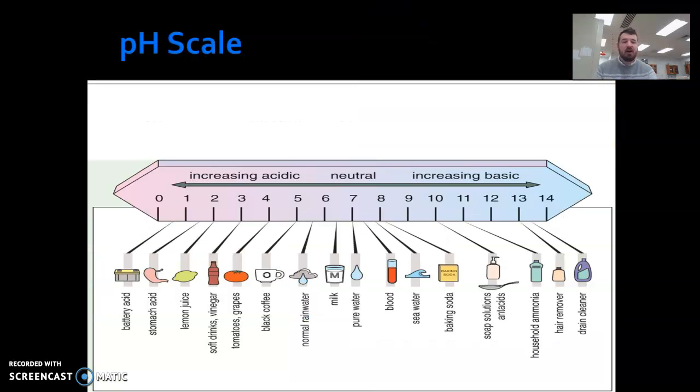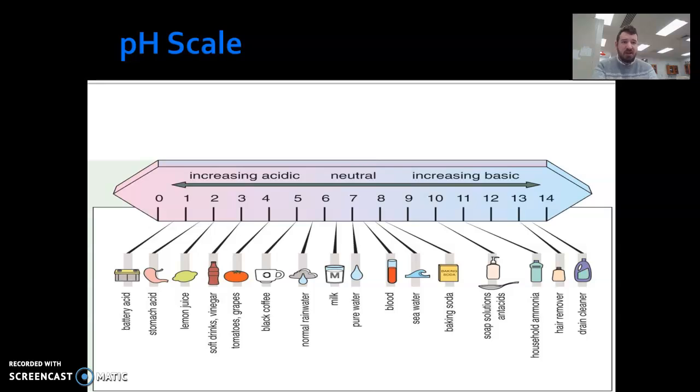Alrighty, so here's a look at our pH scale. As we get closer to 1 or 0, we're becoming more acidic. As we get closer to higher numbers like 13, 14, we get less acidic and more basic. And 7 will be neutral. So you can see pure water is here, neutral. And over to the left here are some examples of acids, and to the right are examples of bases.